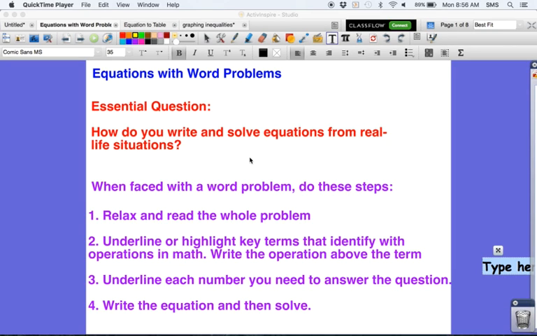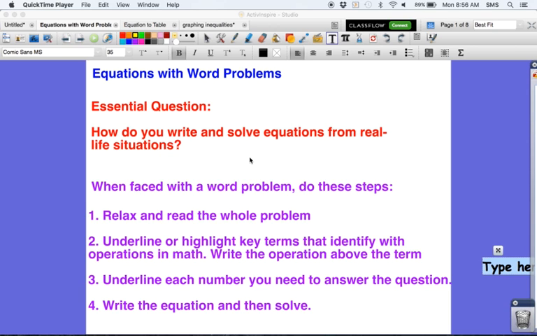So what we're going to be doing today is solving word problems that involve writing an equation from the word problem and then solving that equation itself. The big thing is that we have to be able to read a word problem, identify what our equation is, and then go from there.